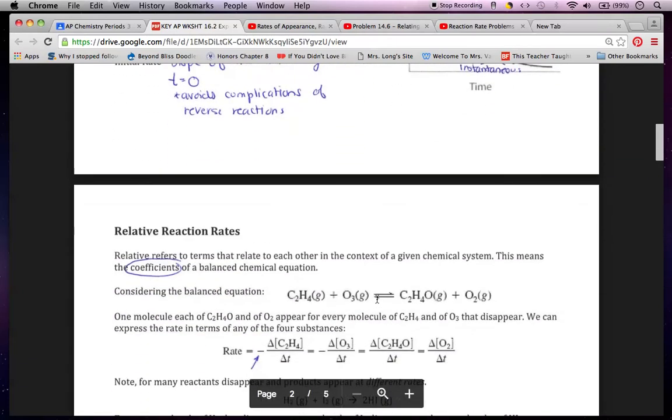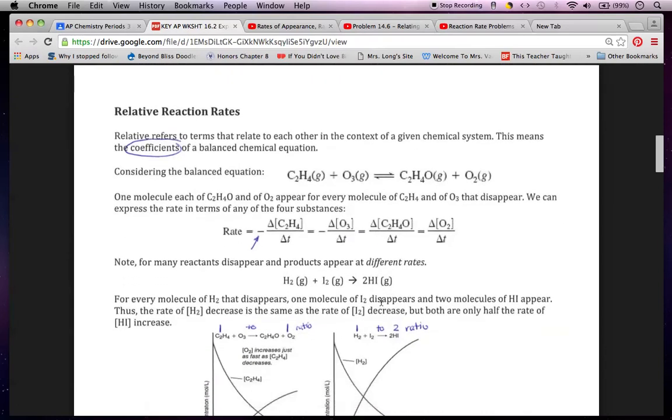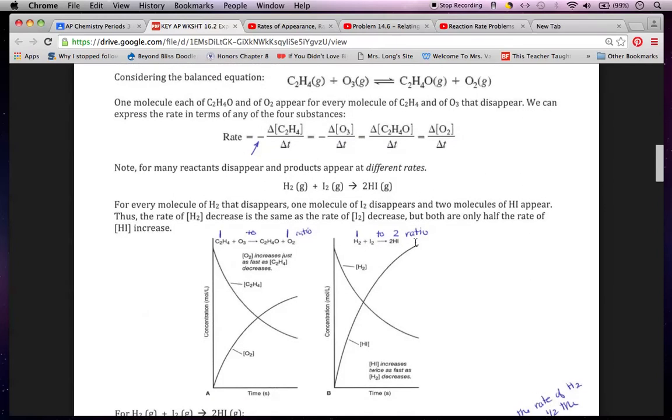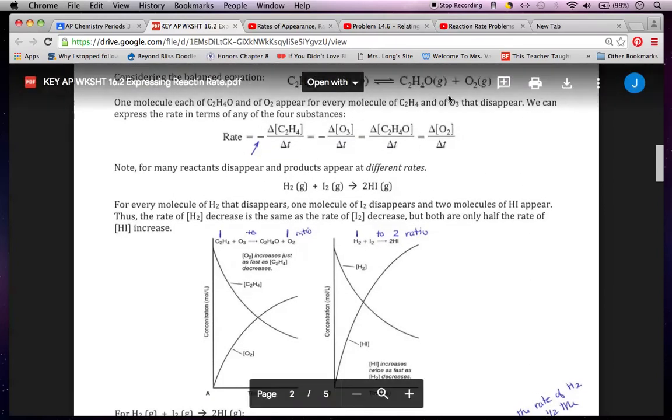So our relative reaction rates basically use the coefficients. When we talk about relative, we're talking about the terms that relate to each other in the context of a given chemical system. So we're really looking at the coefficients here and how they all relate together. For one example up top here, I'm going to pull this down a little bit. With this one, they're all 1-to-1 in the reaction, so we're going to see that they're all 1-to-1 when we talk about the rate.